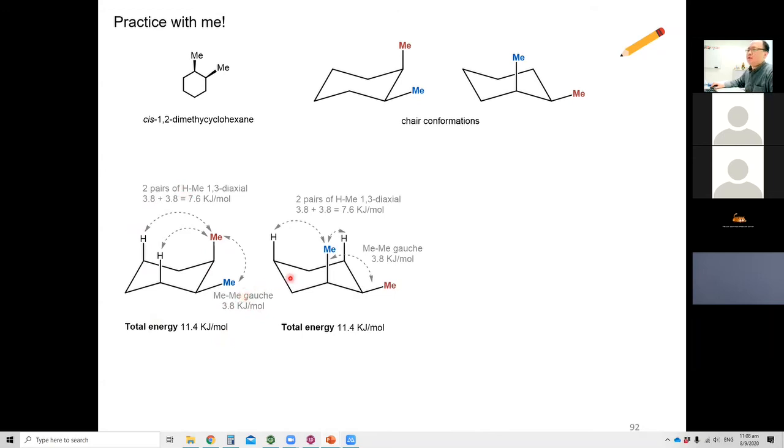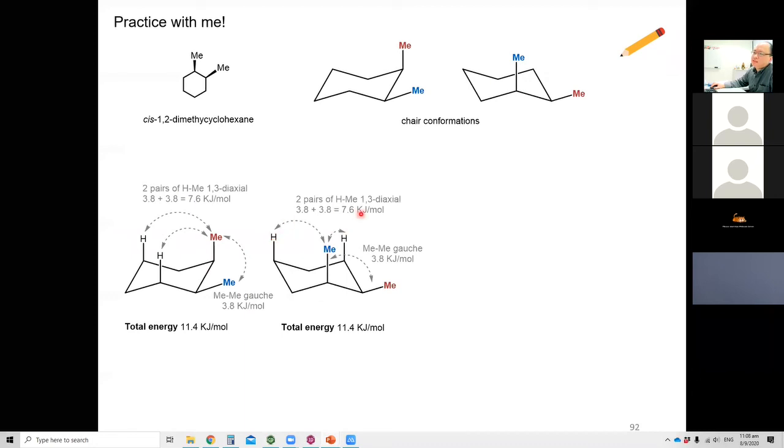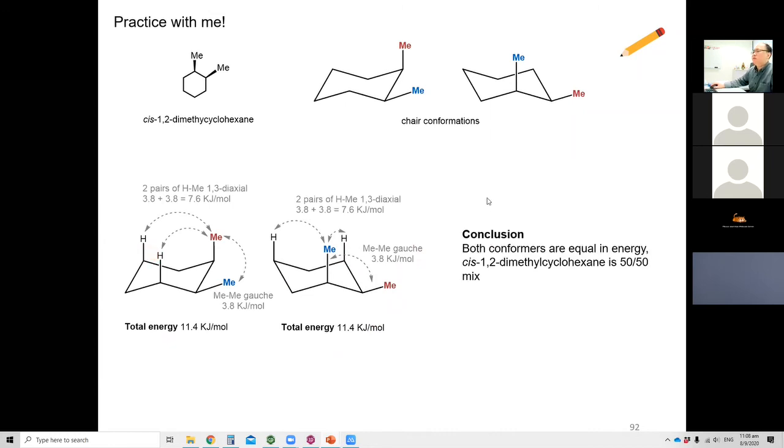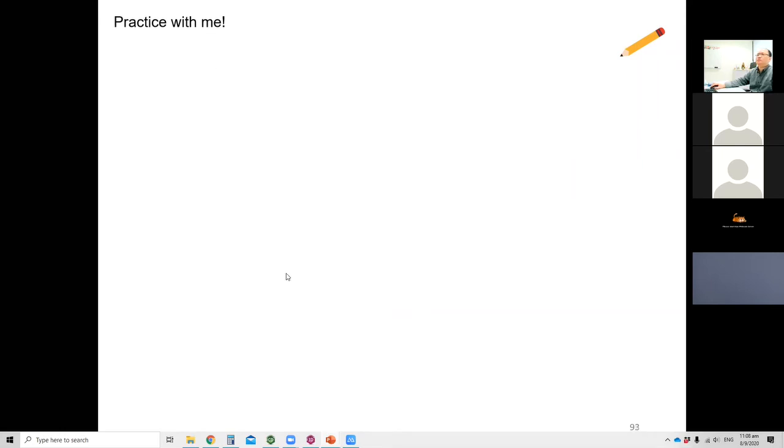All right, and then if you consider this other chair conformation, now the axial interaction is between the blue methyl and the two hydrogens, 1,3, right? But it's the same, 7.6 kilojoules. And also these two methyls, if you look through this direction, the dihedral angle is 60 degrees, so it still has a gauche interaction. So the total is the same as the other chair conformation. The conclusion is that both conformers are equal in energy, so it's a 50-50 mixture of these two conformations.